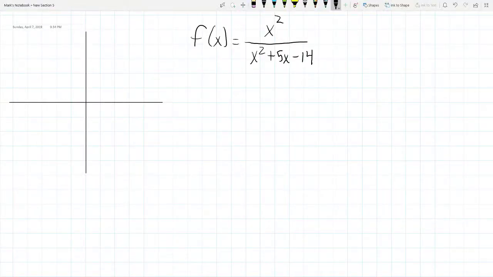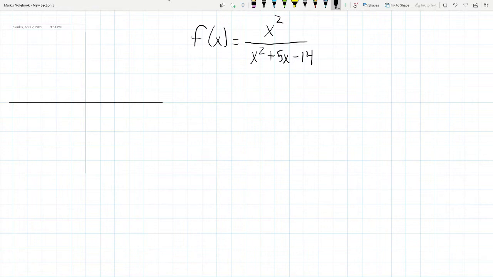Hello again. In this problem, we will be graphing a rational function. This will be the function f of x equals x squared over x squared plus 5x minus 14. We'll be finding the horizontal and vertical asymptotes as well as any x or y intercepts that we might have. So we'll go ahead and start off easy and just find the intercepts.